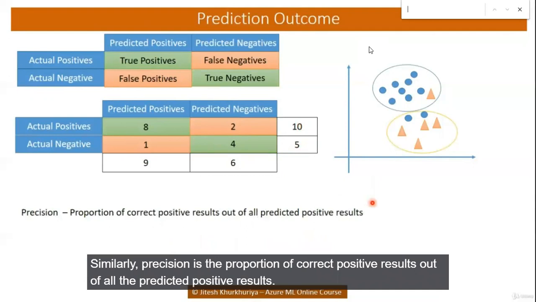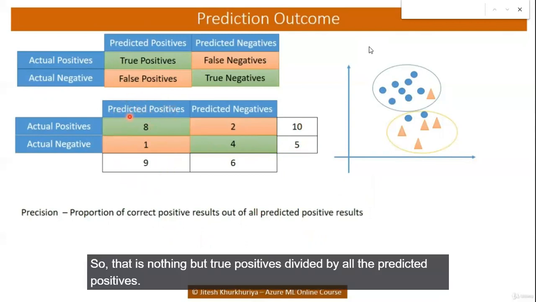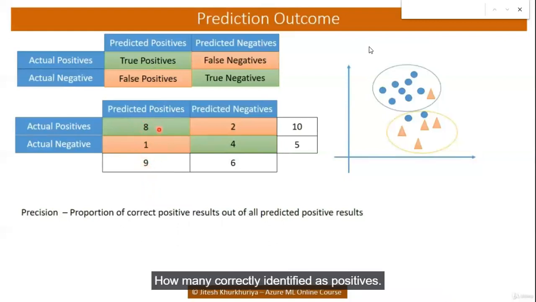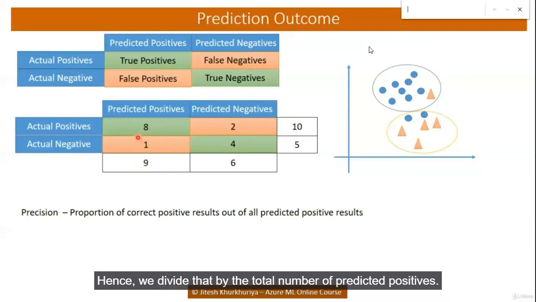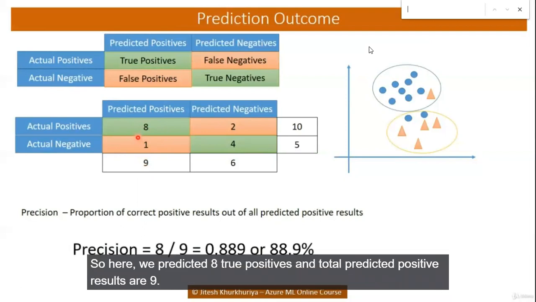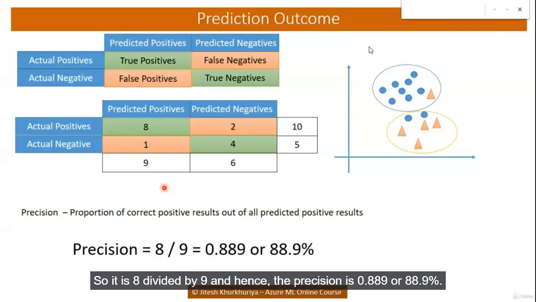Similarly, precision is the proportion of correct positive results out of all the predicted positive results. So that is nothing but true positives divided by all the predicted positives. How many were correctly identified as positives? That is true positives. Hence, we divide that by the total number of predicted positives. So here we have 8 true positives and total predicted positive results are 9. So it is 8 divided by 9 and hence the precision is 0.889 or 88.9%.